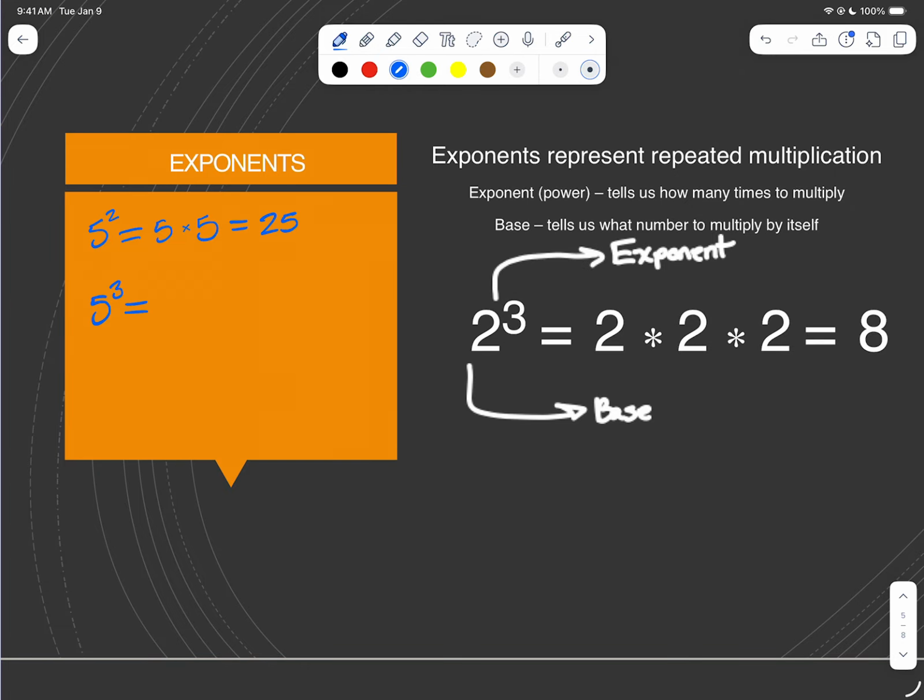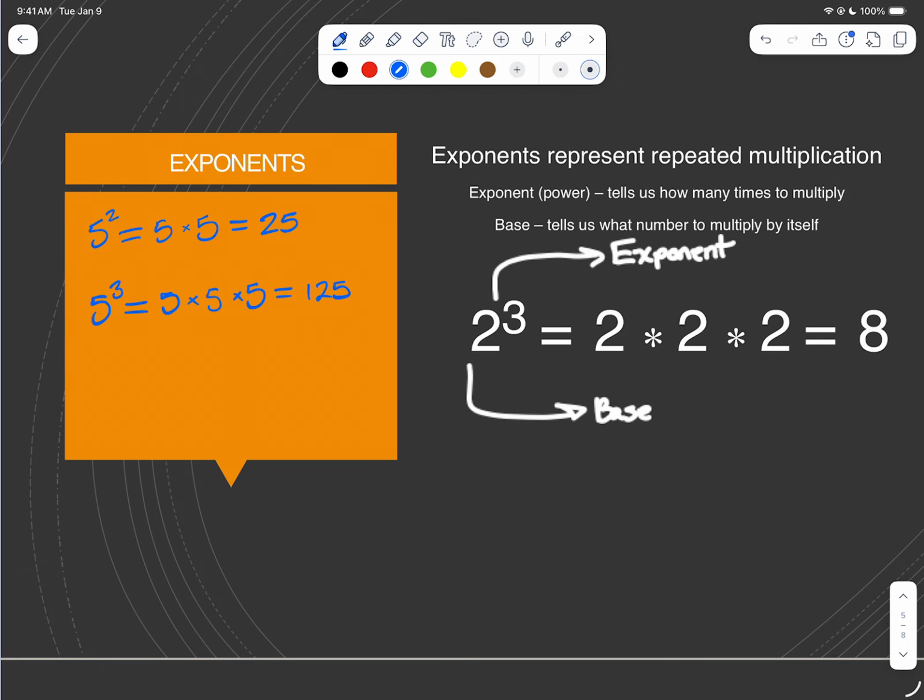And let's say we had 5 cubed, or 5 to the 3rd power. What I want you to do is pause the video and try to do it yourself, and then play the video and see if you got it right. All right, let's see the answer. 5 cubed means we're doing 5 times 5 times 5, which equals 125. 5 times 5 is 25. 25 times 5 is 125. So when you see an exponent, mentally translate it as repeated multiplication.